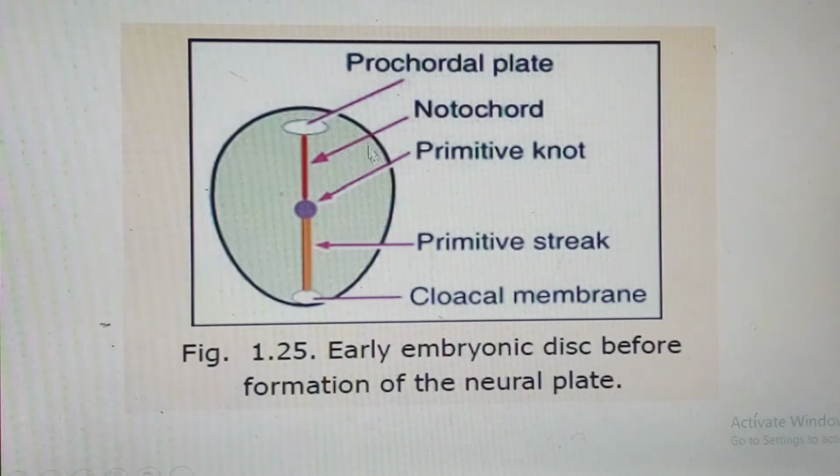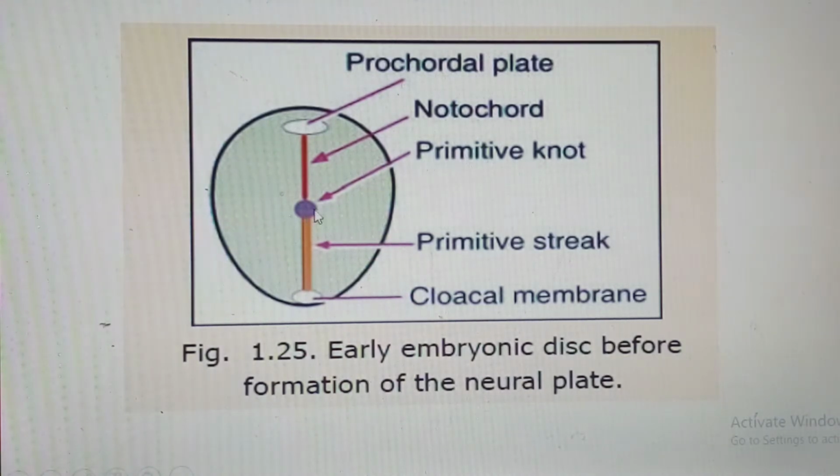So we said that this is the embryonic disc, and we saw that with the presence of the prochordal plate, it tells us that this is the cranial end, and then with the cloacal membrane, there's the caudal end of the embryo. And then we said that there will be a streak coming from the epiblast cells. That's the primitive streak going through the primitive groove. Then, in the cranial end of the streak, there's this nodular mass over here, which we call the primitive knot, or the Hensen's node, which will bear a pit.